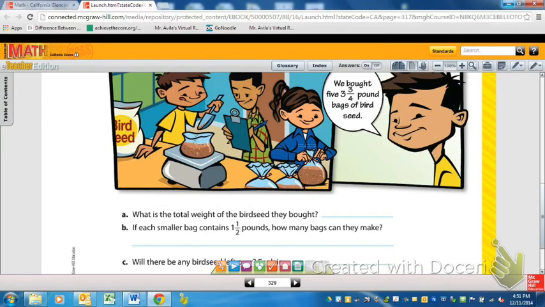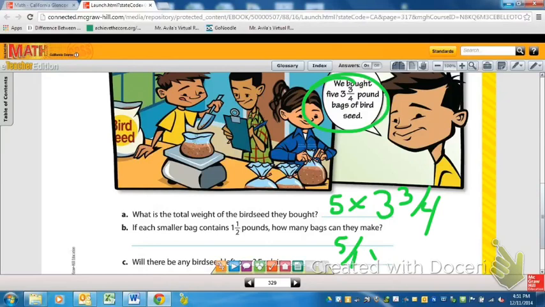Number 6, you have A, B, and C. What is the total weight of the birdseed they bought? Well, we're using this right up here. They bought 5 3 3/4 pound bags of birdseed. So now they have to go back to doing multiplication. So this is going to be 5 times 3 3/4. You have to put the 5 over a 1, and you have to change your mixed number to an improper fraction. So you're going to get 15 over 4.